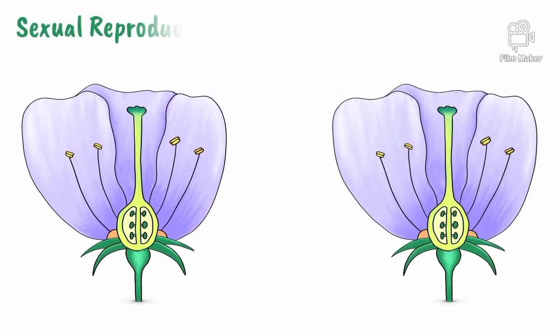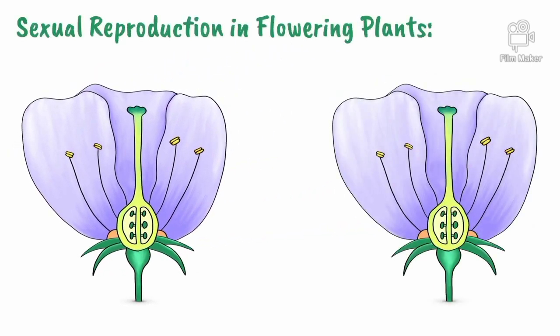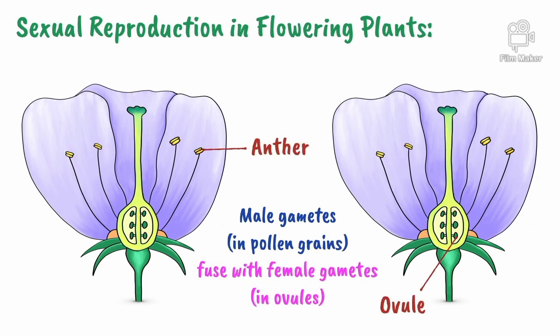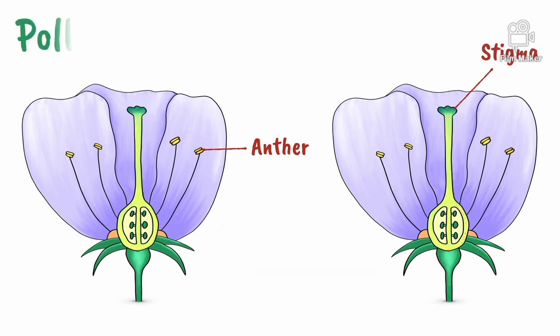So, in a flower, the male gamete is pollen grain, which is stored in the anther, while the female gamete is the ovules, which are stored in the ovary. Pollen grains must first of all be transferred to the stigma so that the nucleus could travel down the style to fertilize the ovule. This process is called pollination.